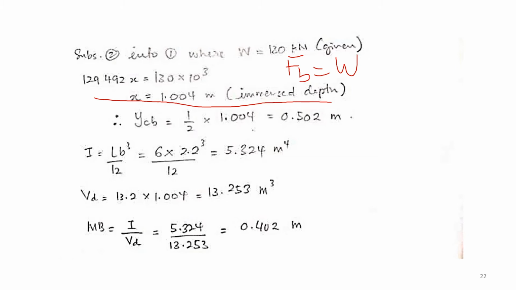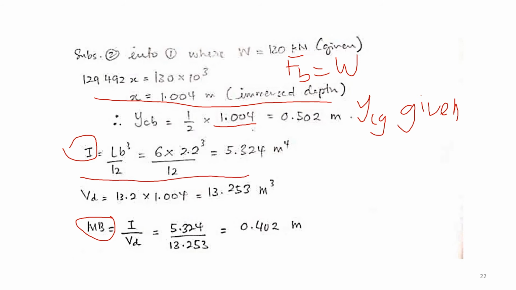And next step, we need to find the YCB. YCB is half of the X. So this is X. Okay, then YCG is given. So we don't need to find YCG because it is given. And then we need to determine the MB. Before calculating the MB, we need to determine the second moment area I. So I here we are using for rectangular and square, which is LB cube over 12. So the L just now is the length and the base is 2.2 to the power of 3. Okay, then we calculate the volume, substitute the X into the volume just now. And only then we can know what is the MB. So MB is 0.402 meter.